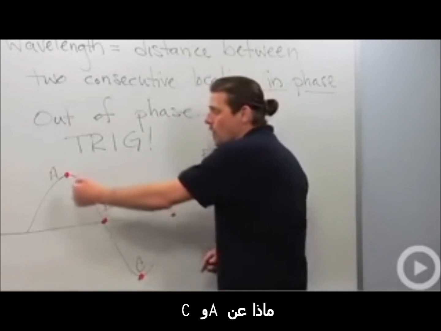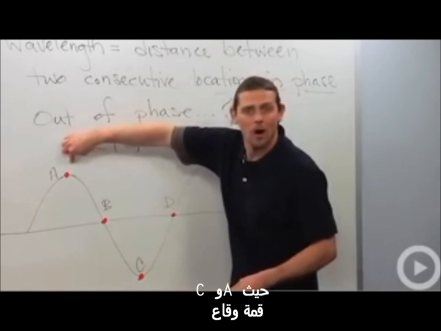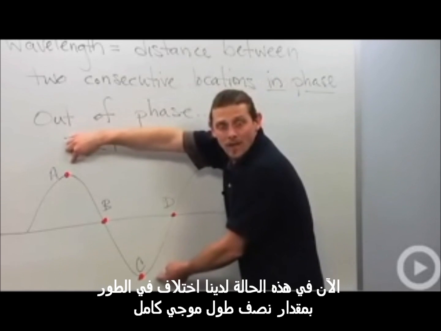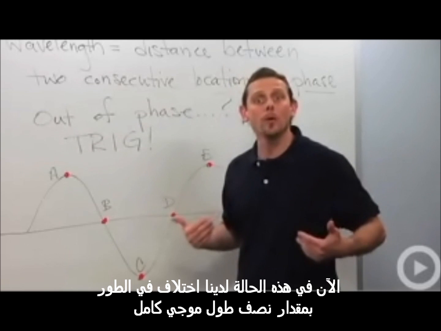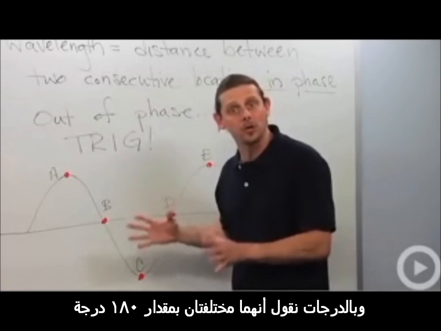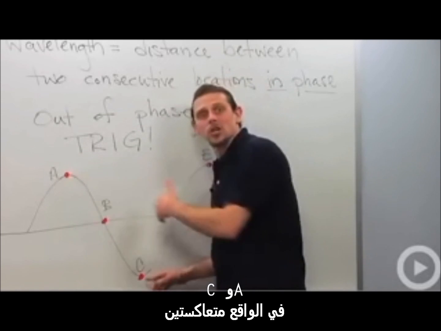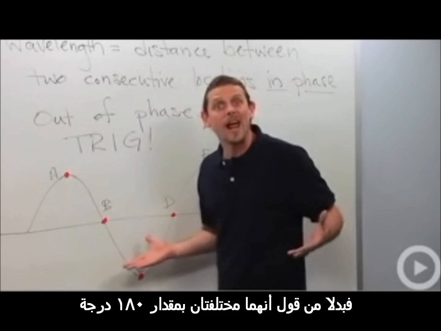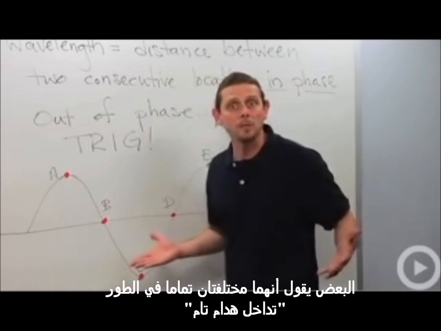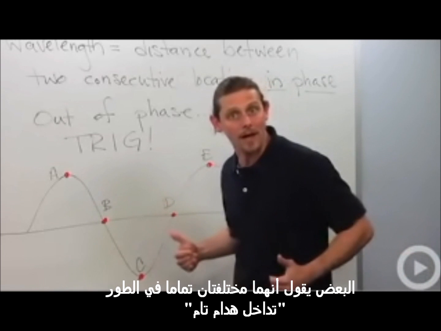All right. What about A and C? Well, A and C are crest and trough. Now, in this case, it's a whole half wavelength out of phase. So we would say 180 degrees out of phase. Now, A and C are actually opposites in some sense. So instead of saying 180 degrees out of phase, sometimes people say they are completely out of phase.